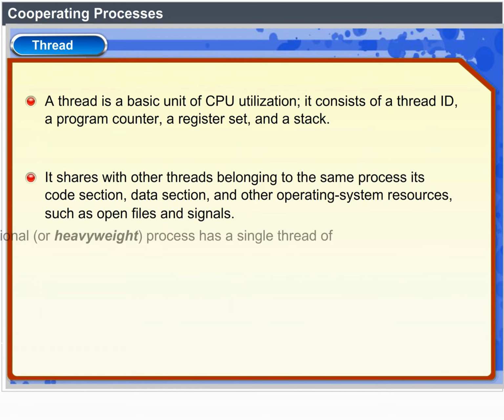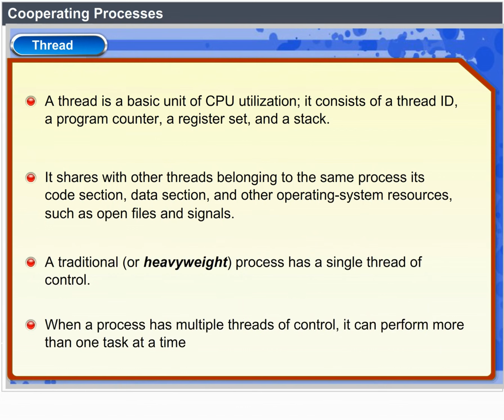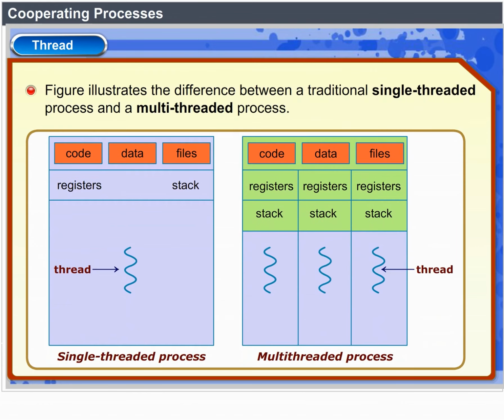A traditional or heavyweight process has a single thread of control. If a process has multiple threads of control, it can perform more than one task at a time. The figure illustrates the difference between a traditional single-threaded process and a multi-threaded process. Single-threaded and multi-threaded processes.